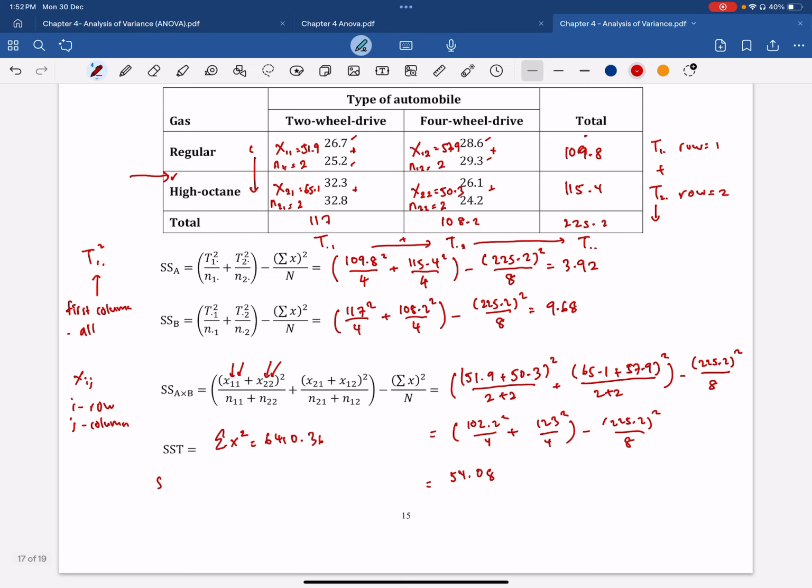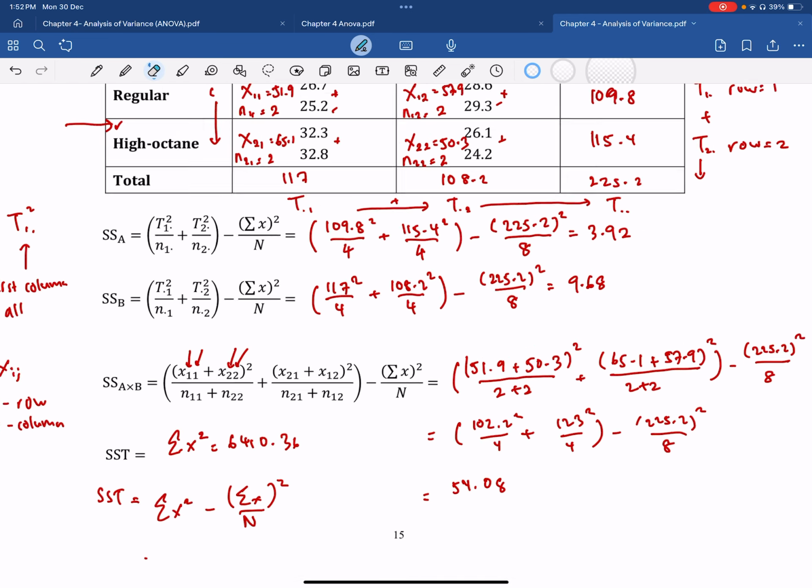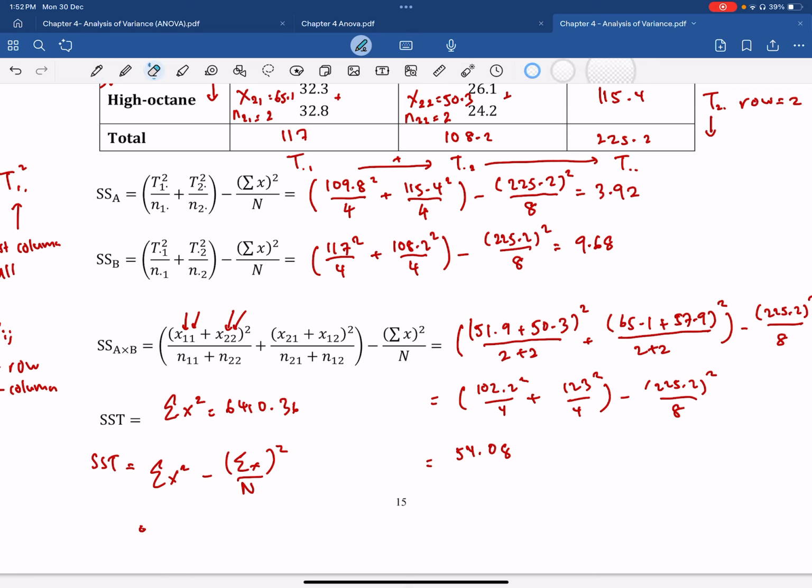Then the formulation for SST equals the summation of x squared minus the summation of x, squared, over n. So you will get 6410.36 minus 225.2 squared over 8. You will get 70.98. Right? That's for the interaction.